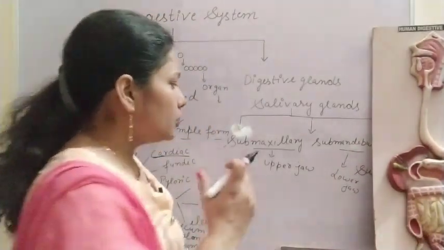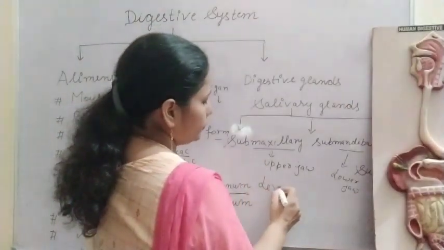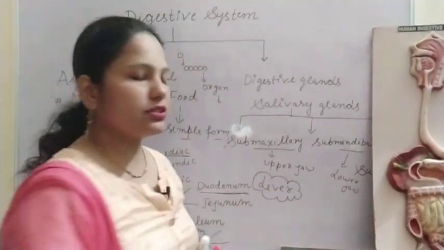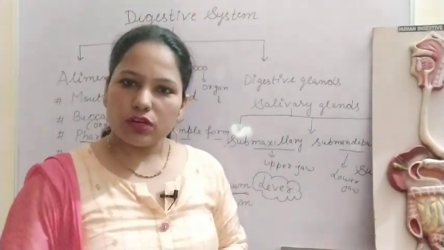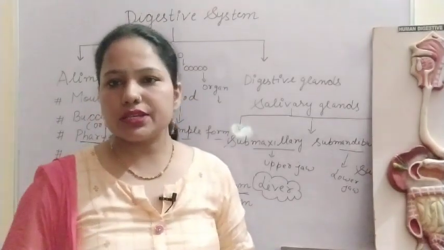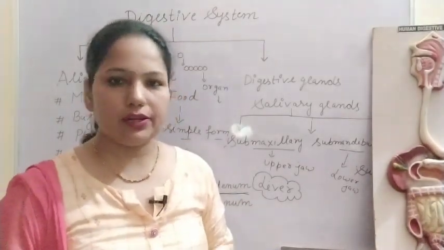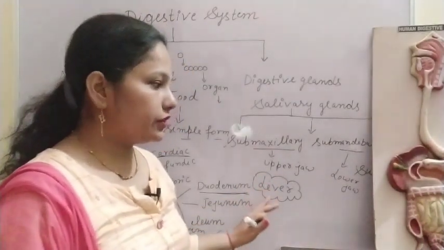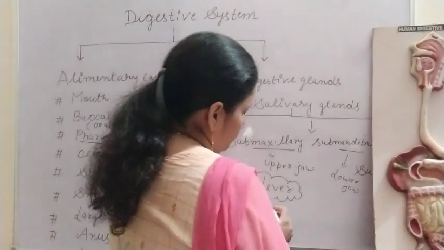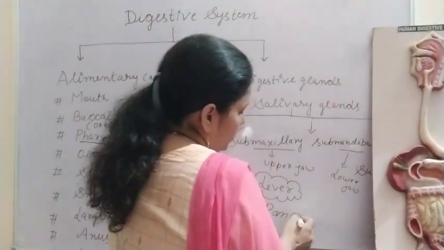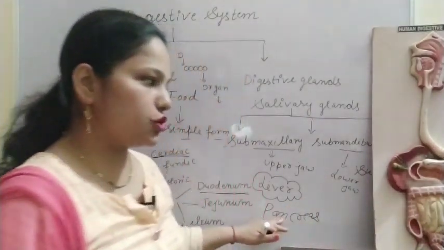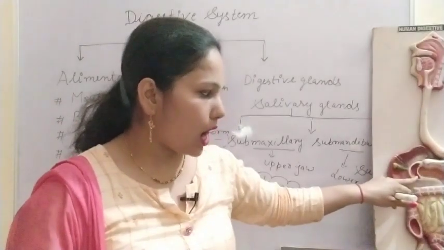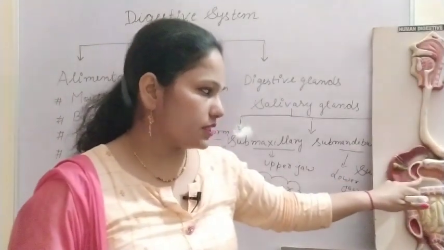After that, the liver. You have heard about the liver. It is also known as the largest gland. So the largest gland is the liver, but the largest endocrine gland is the thyroid. So the liver also acts as a gland. After that, the pancreas. Pancreas is also a gland. It is a leaf-like structure that is present in between the stomach and the duodenum part of the small intestine.